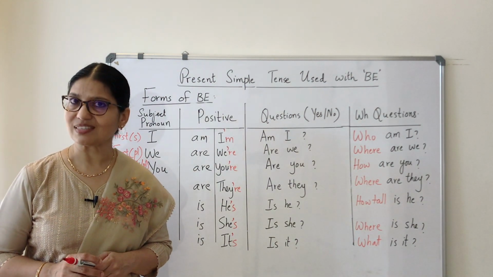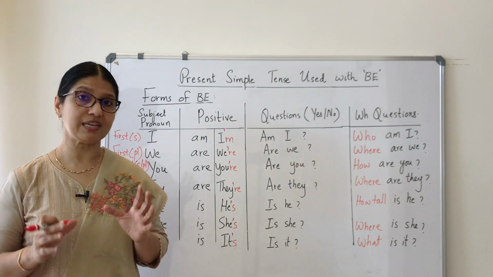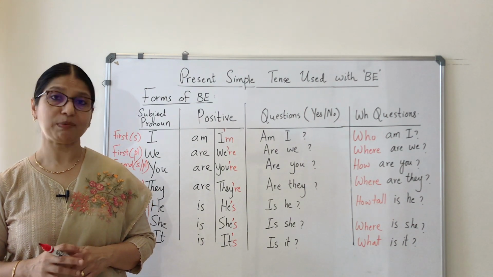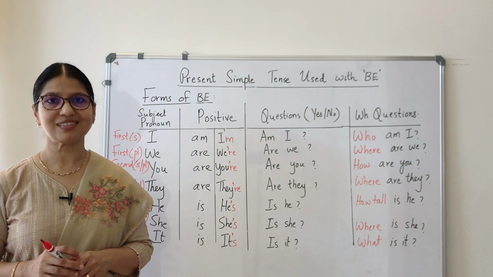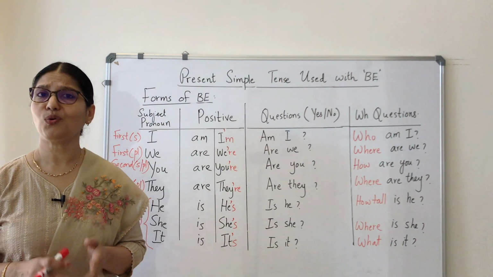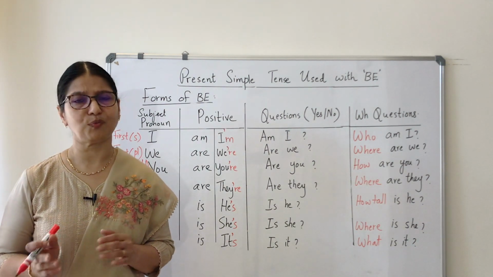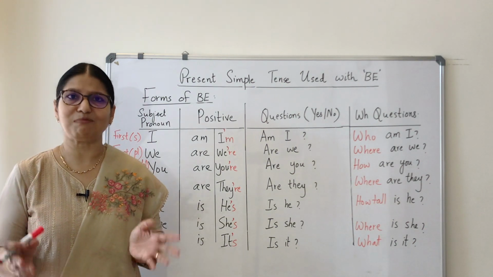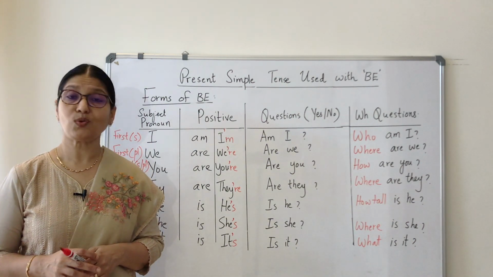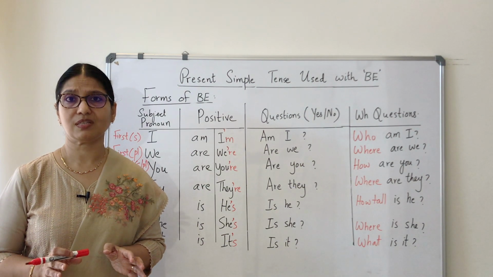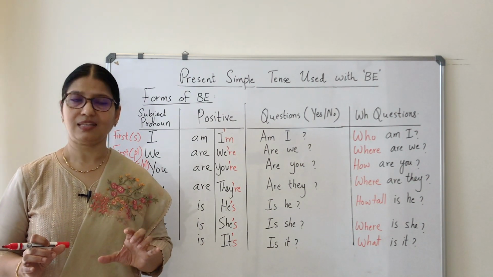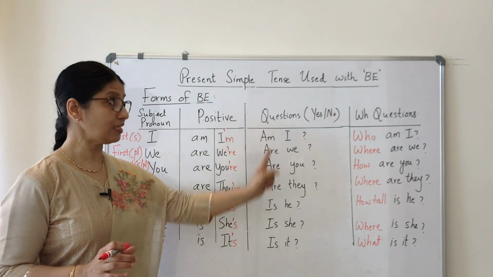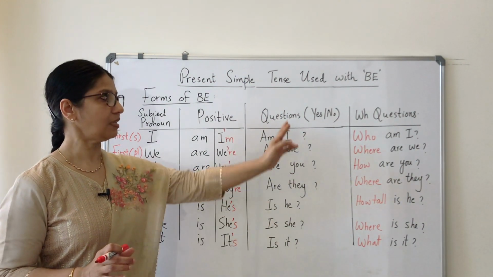So the next is formation of WH questions. What are WH questions? Questions formed using WH words are called WH questions. Do you remember examples of WH words? We have so many of them. Who, what, which, where, when, how often, how much, how many. All of those are WH words. So how do we form WH questions? You just add the WH word in front of this question, the yes or no question, and you get WH questions.